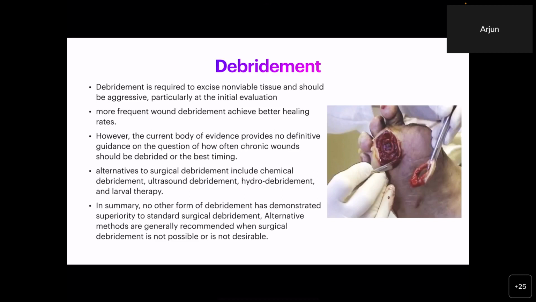Alternatives to surgical debridement include chemical debridement, ultrasound debridement, hydrodebridement, and larval therapy. Basically, in summary, no other form of debridement has demonstrated superiority to standard surgical debridement. Alternative methods are recommended only when surgical debridement is not possible or not desirable.